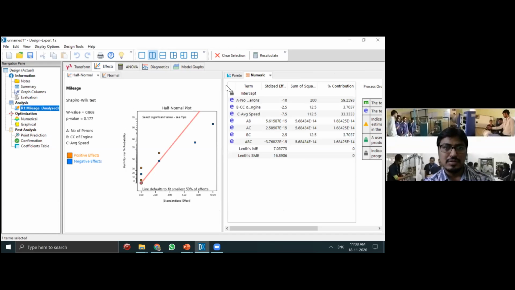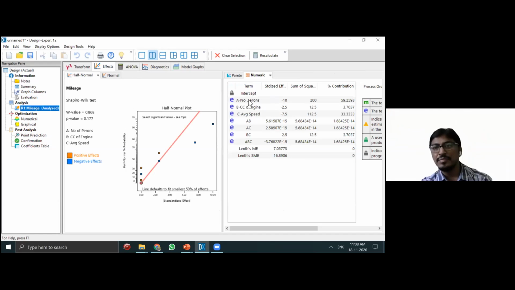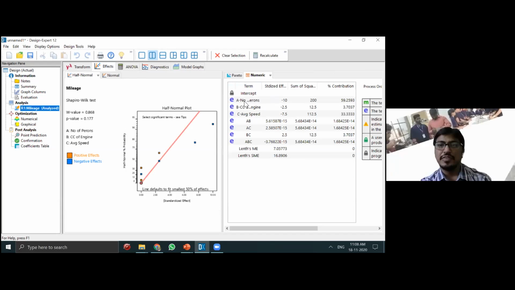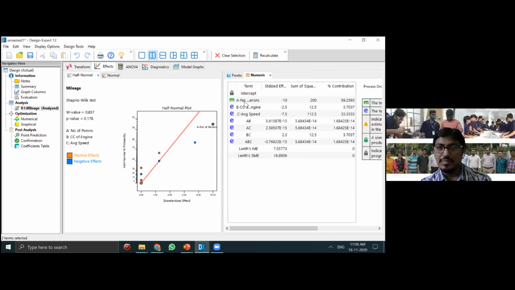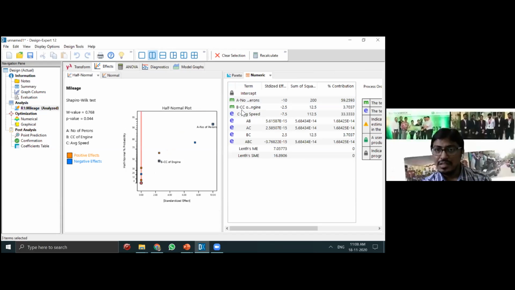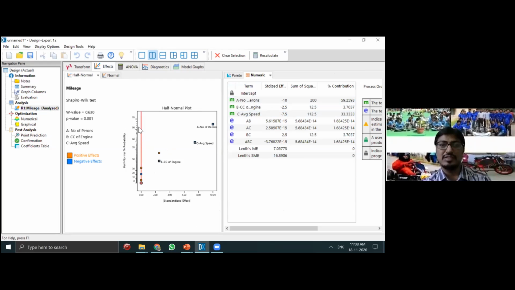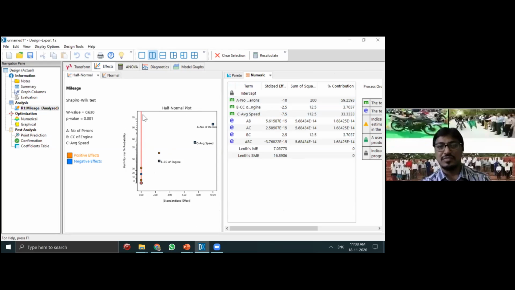Okay, anyhow, let us go back to mileage itself. Usually you have to double click on the effects. Let me click on number of persons, then CC of engine, then average speed. I have taken 3 effects, and I am seeing the normal plot. Usually this normal plot should be straight enough, so that you know that there isn't any effects.